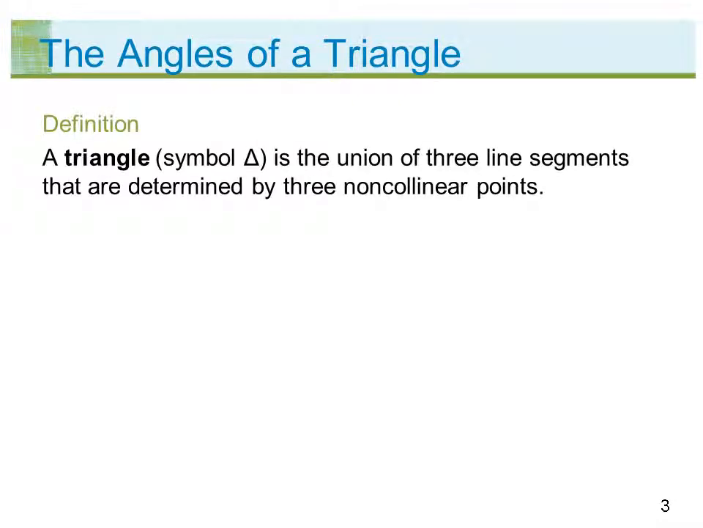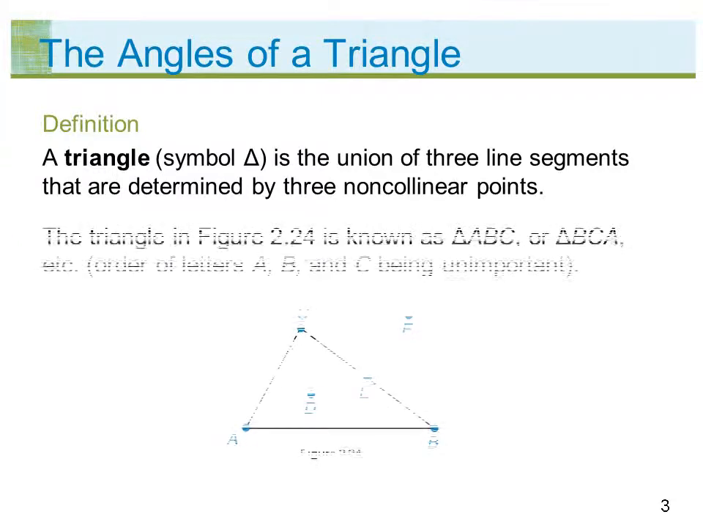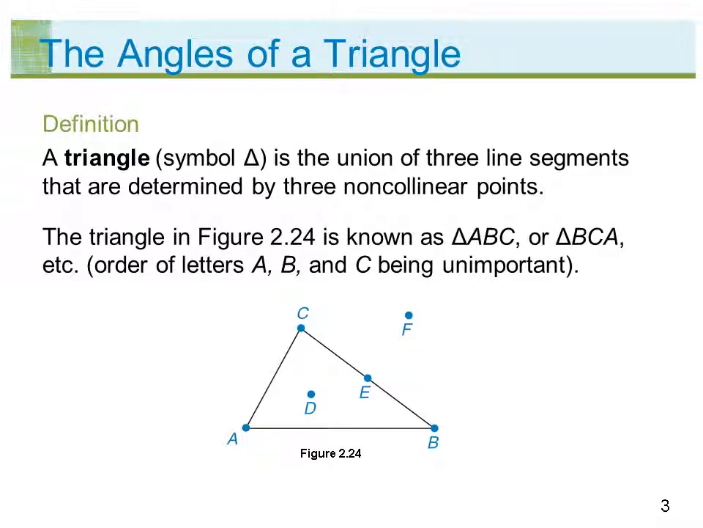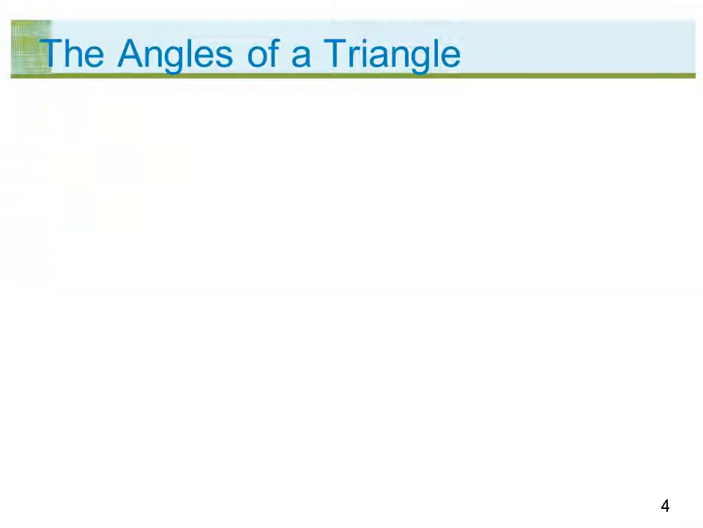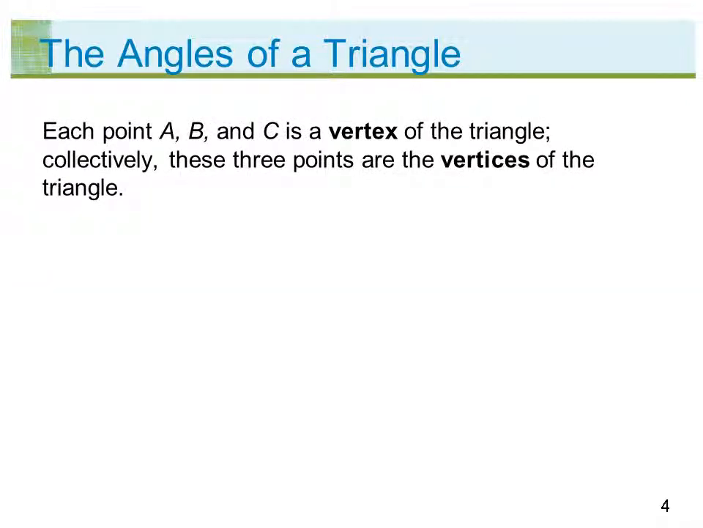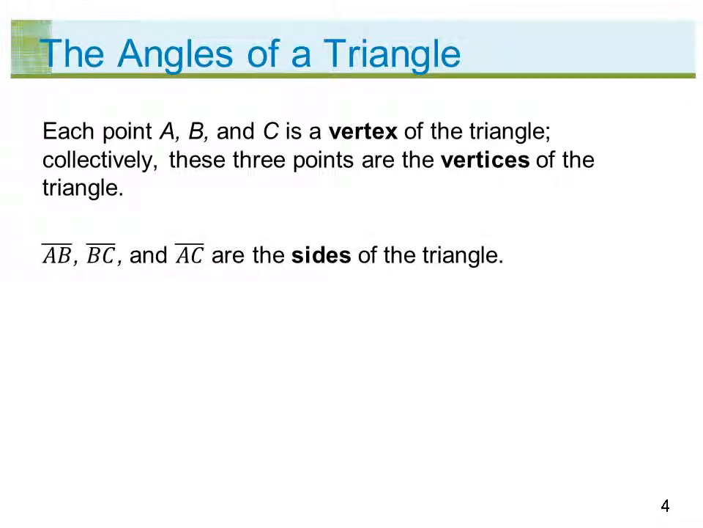Definition: a triangle, symbol triangle, is the union of three line segments that are determined by three noncollinear points. The triangle in Figure 2.24 is known as triangle ABC or triangle BCA, etc., the order of letters A, B, and C being unimportant. Each point A, B, and C is a vertex of the triangle. Collectively, these 3 points are the vertices of the triangle. Line segment AB, line segment BC, and line segment AC are the sides of the triangle.